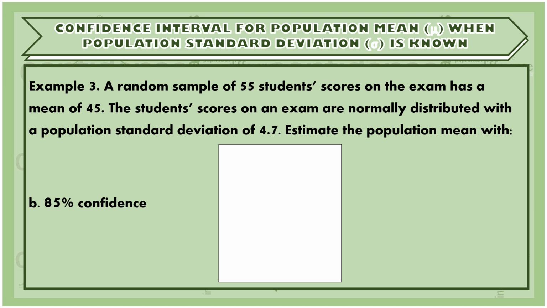For example number 3, letter B, with 85% confidence level, in order for us to solve this problem, just apply all the steps used in example number 3, letter A, so that we have these results.